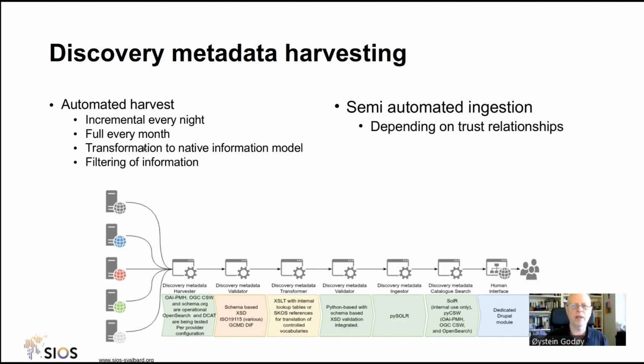We transform the information we get into our own internal data model, and there we do filtering of information, and we also do some enrichment on the information we get. We can't really fix wrong information, but when there is sufficient information, we can actually enrich quite a lot in the information.